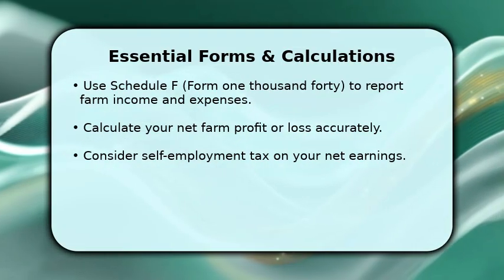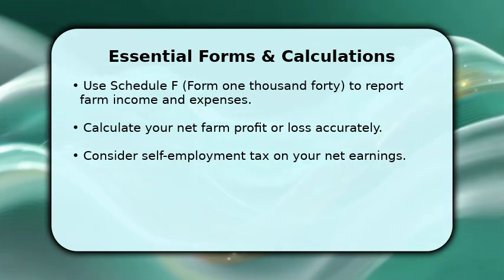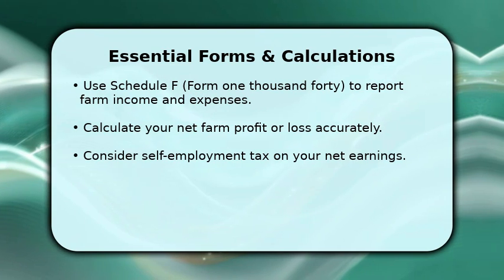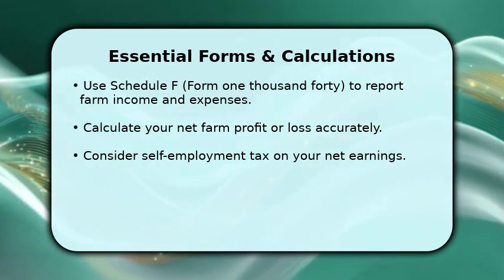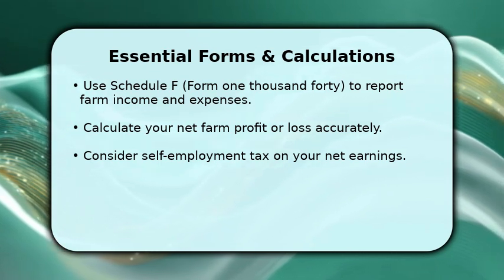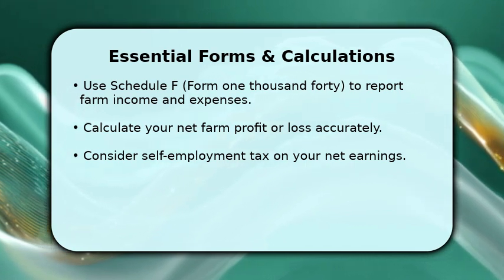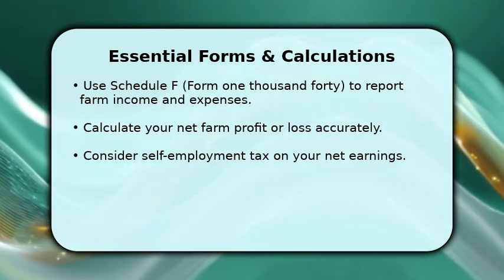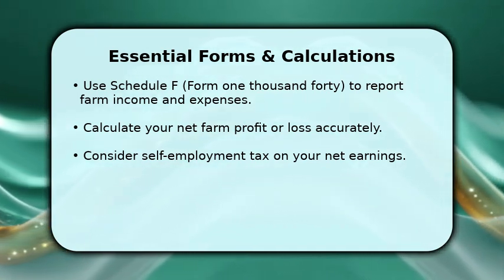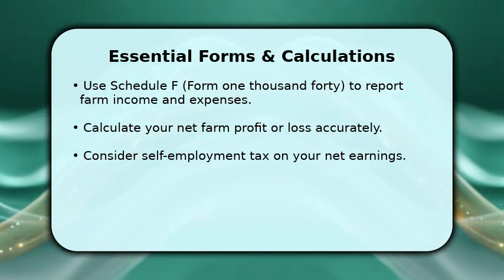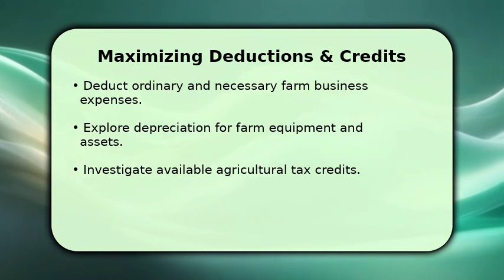The primary form for reporting farm income and expenses is Schedule F, which is part of Form 1040. On this form, you will meticulously list all your farm income sources and subtract your allowable expenses to arrive at your net farm profit or loss. Remember, if your net earnings from self-employment are $400 or more, you will likely owe self-employment tax, covering Social Security and Medicare. To minimize your tax liability, it is crucial to maximize your deductions.